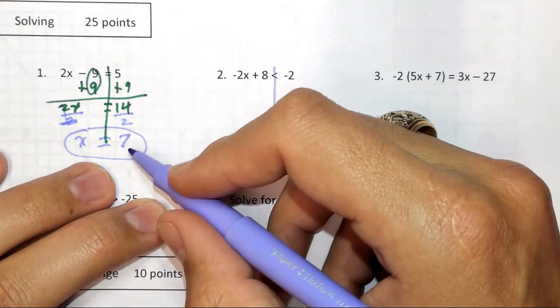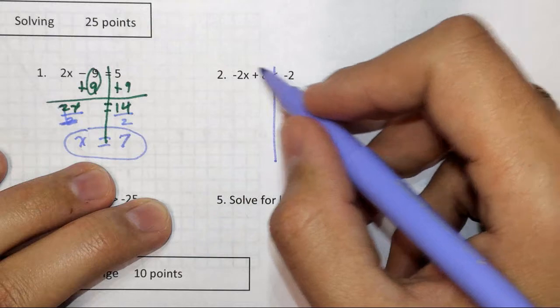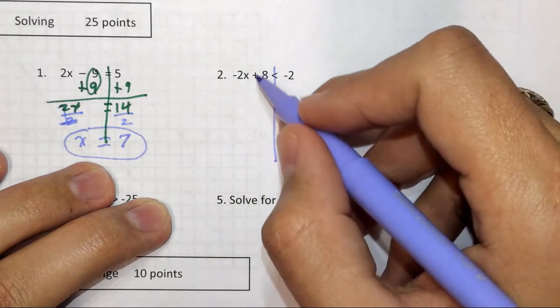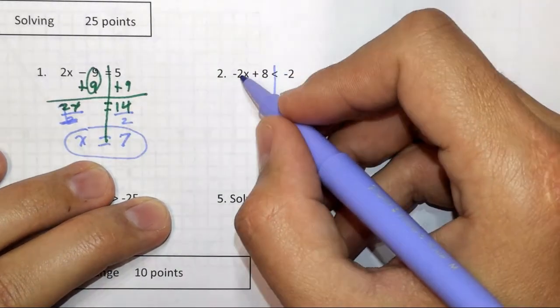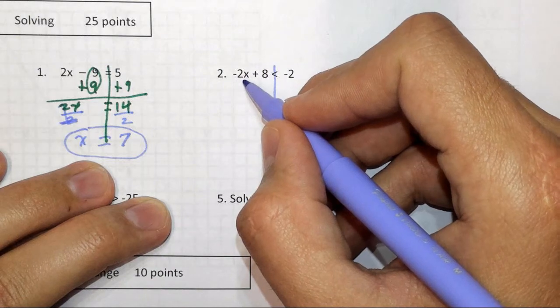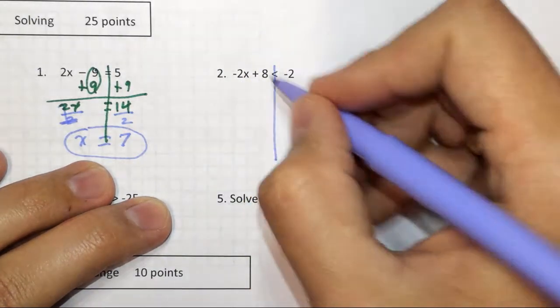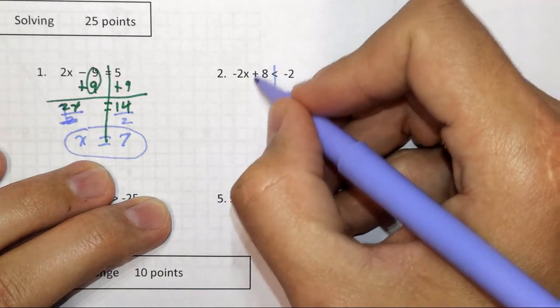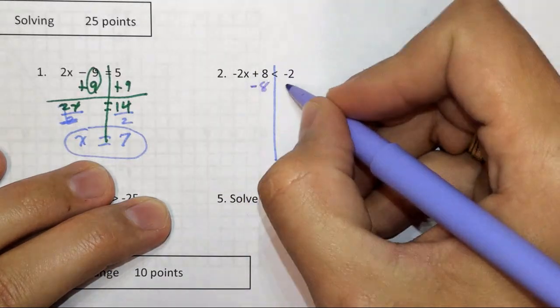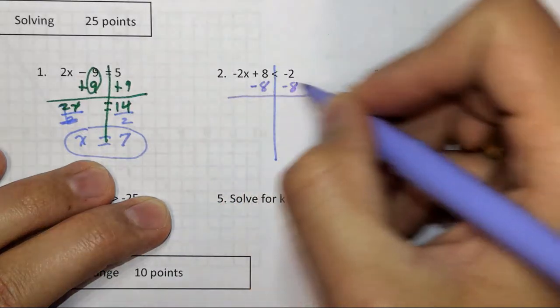This one's an inequality. Inequalities work the same way as the equations, except we bring the sign straight down unless there's a negative number in front of the x. So when we divide by this negative 2 later, we're going to have to flip that sign. But first we have to do this addition subtraction part here. Minus 8 here, minus 8 there.